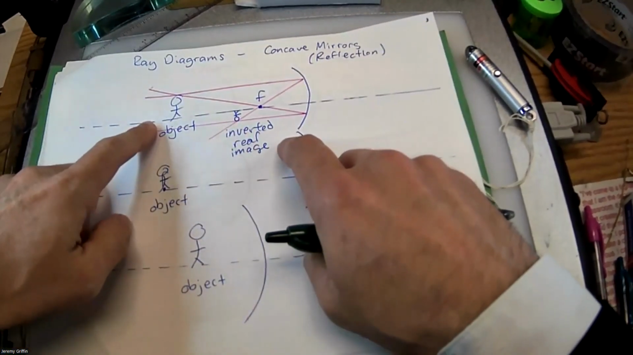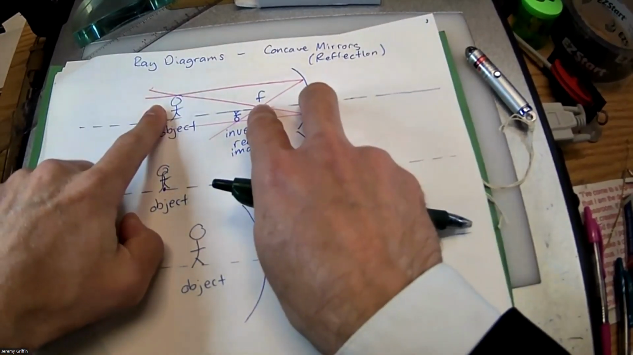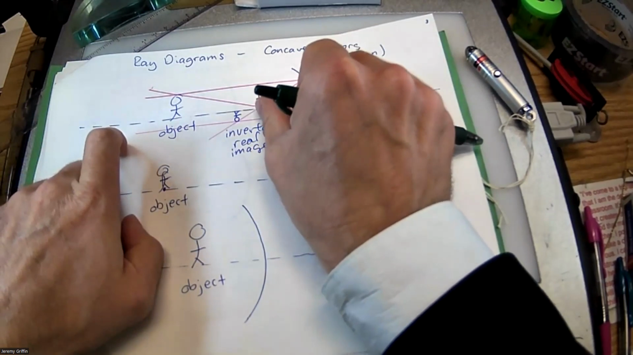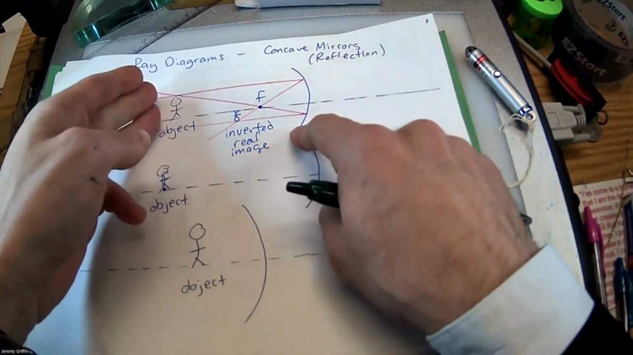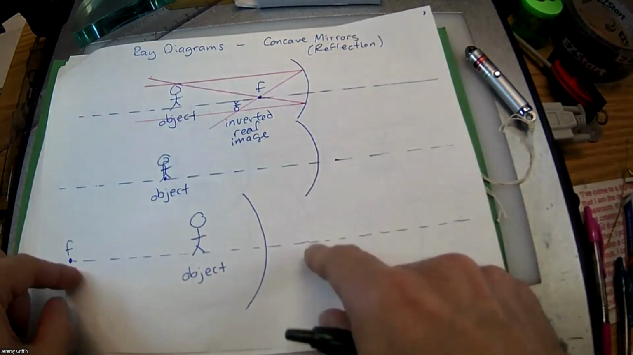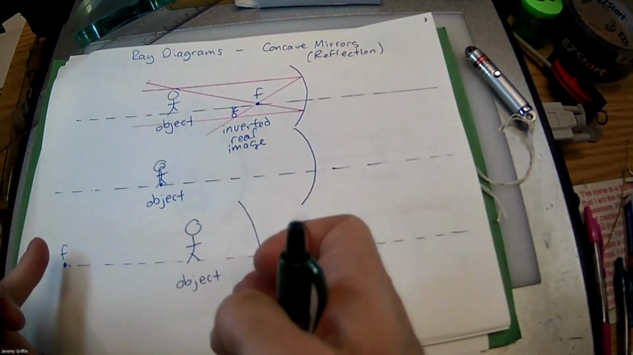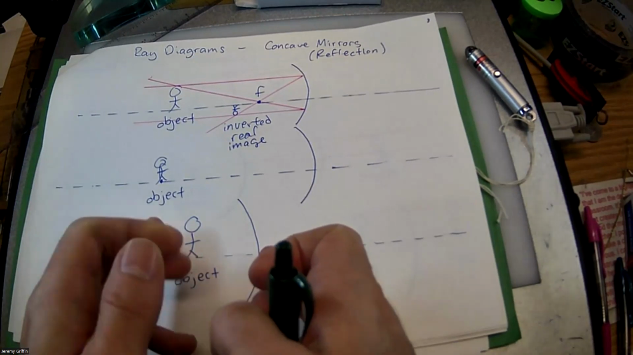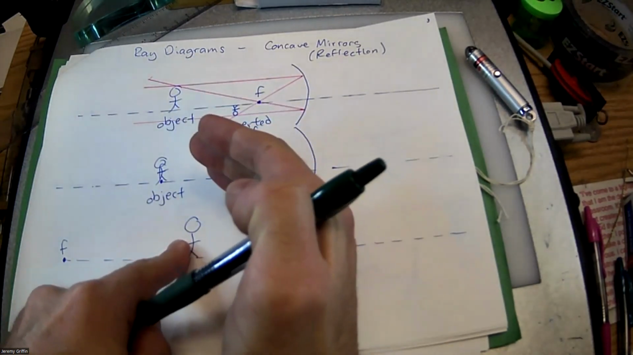What's going on is that your eye is outside the focal distance. Here's the focal distance, which says something about how curved this is, and your eye is out here. Now let's go down to this very last one. What if your eye is inside the focal length? Here's your focal distance, here's your eyeball, and here's the mirrored surface. What does that look like?